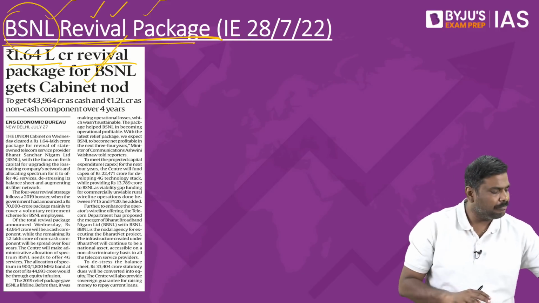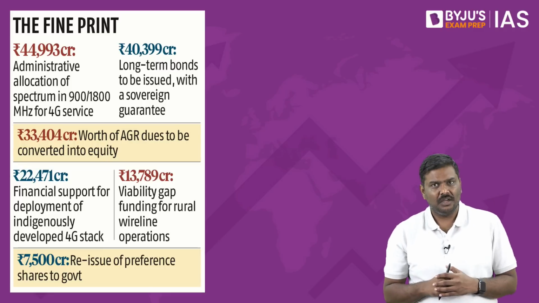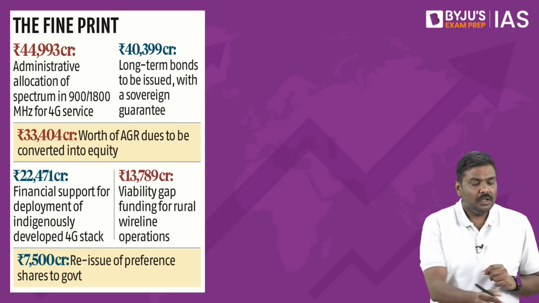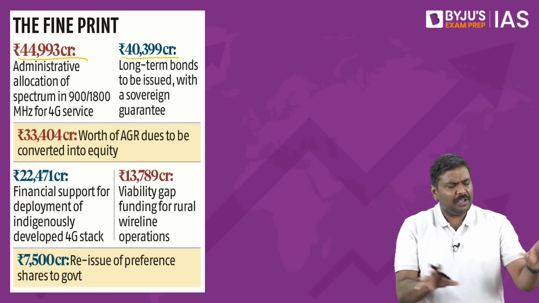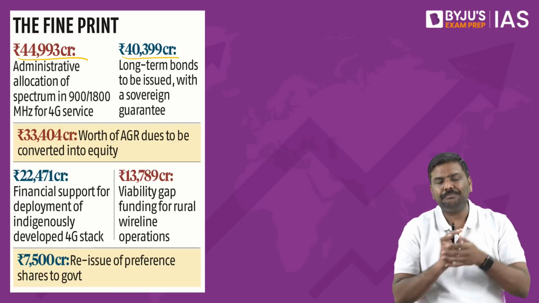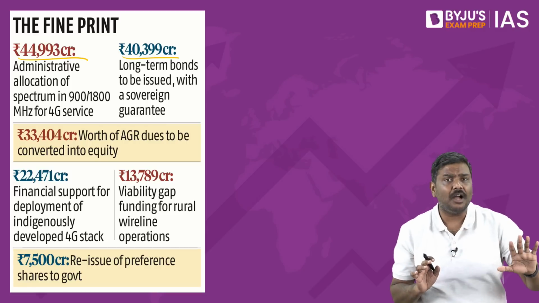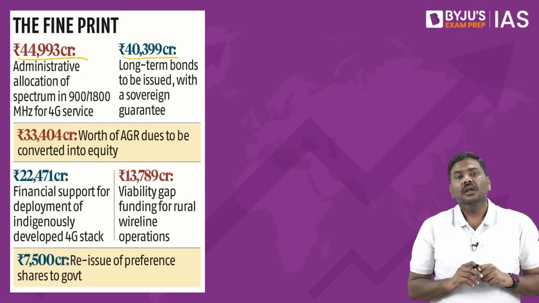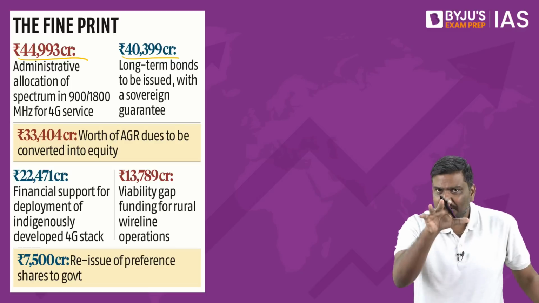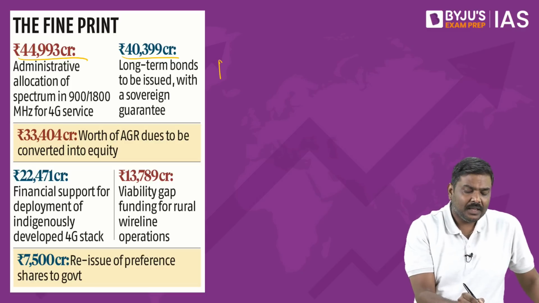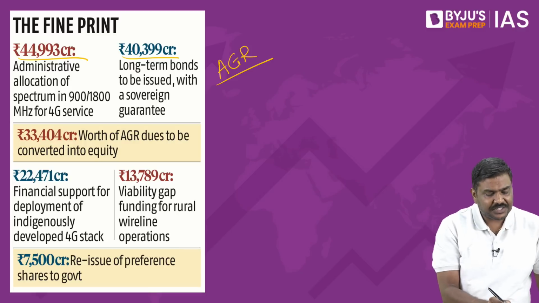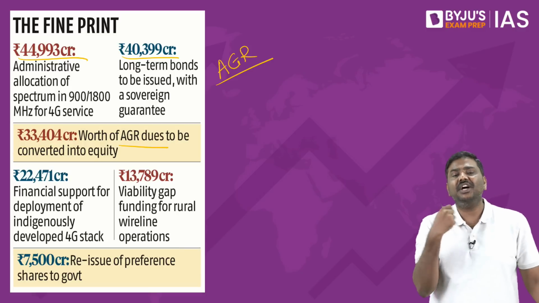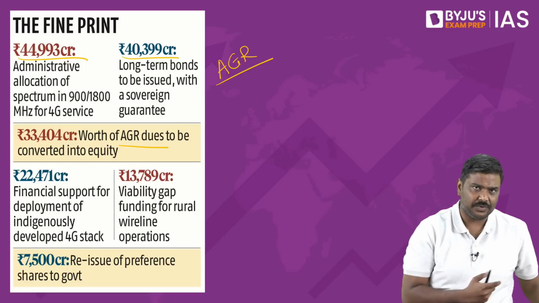Now, what are the important points in this package? Before I go forward, please do not mug up all of these particular numbers. UPSC is not very big on these numbers. Please don't mug up. What has been proposed by the government? First thing, just like every telecom company, even BSNL has to pay a certain amount of money in the form of AGR dues, adjusted gross revenues.